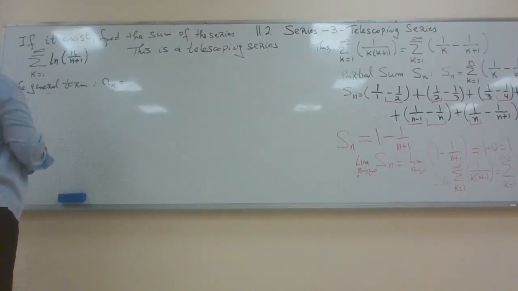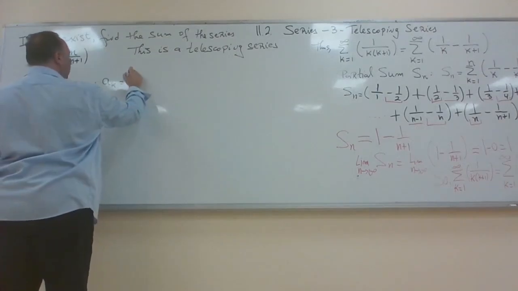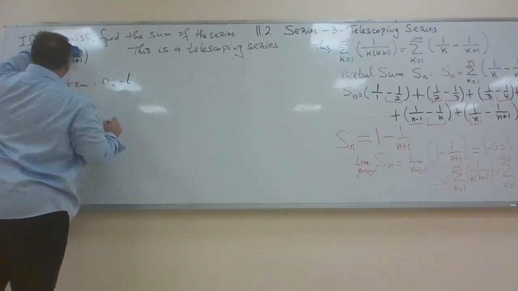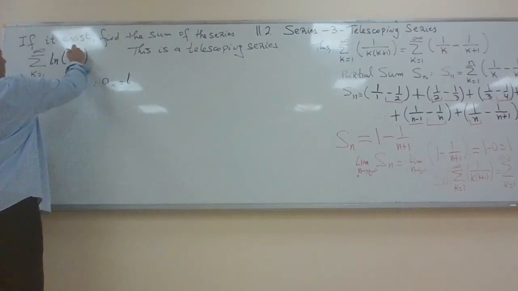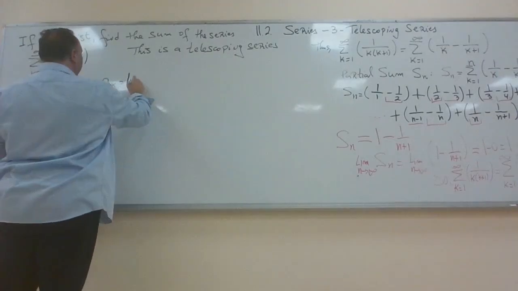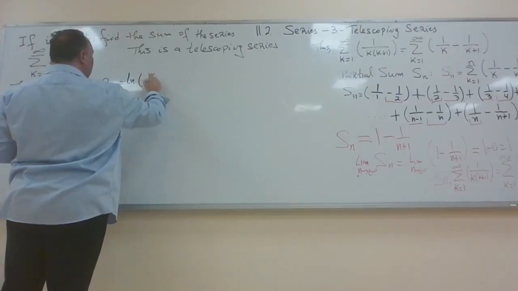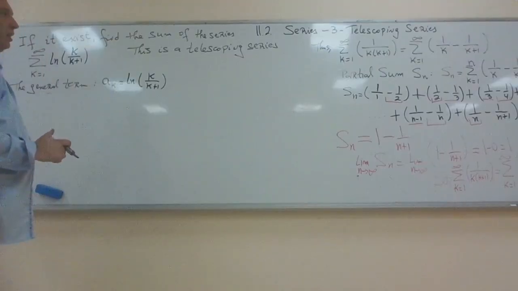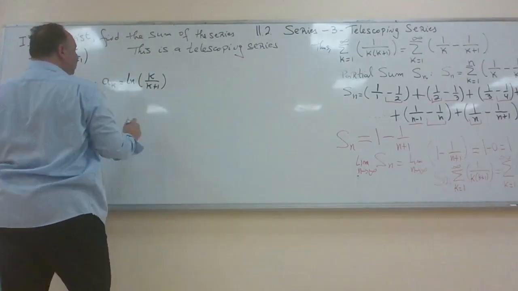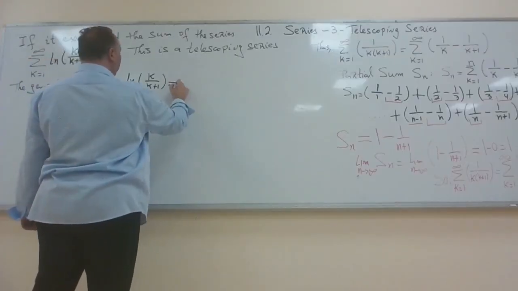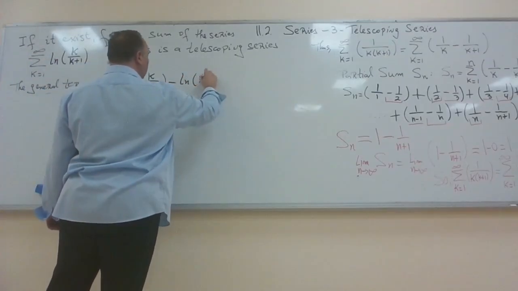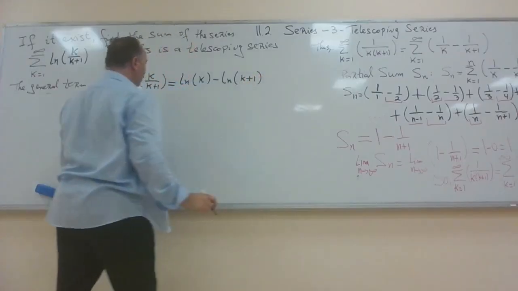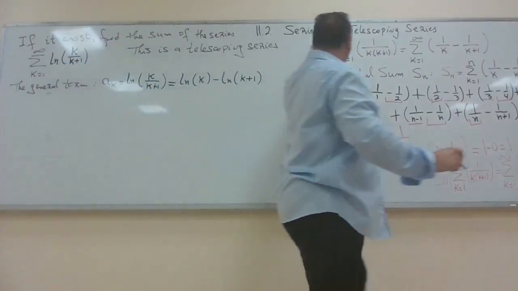So what happens here? A_k is okay. I wrote n, I should write k. ln of k over k plus 1. So what do we do? Well, we know the rules for log. So those are the properties. So we will use them.